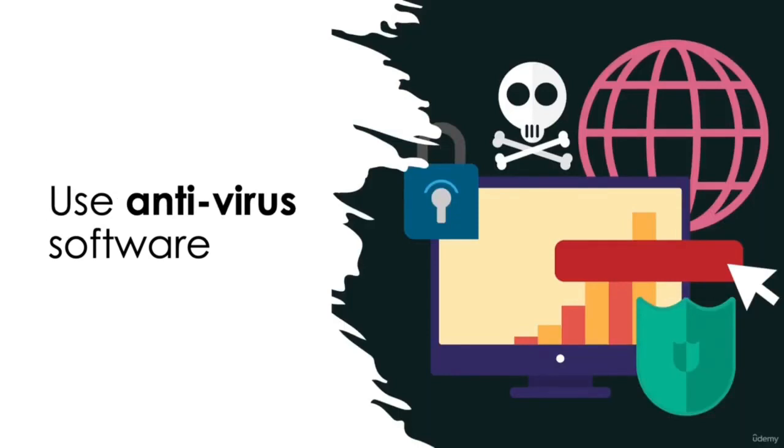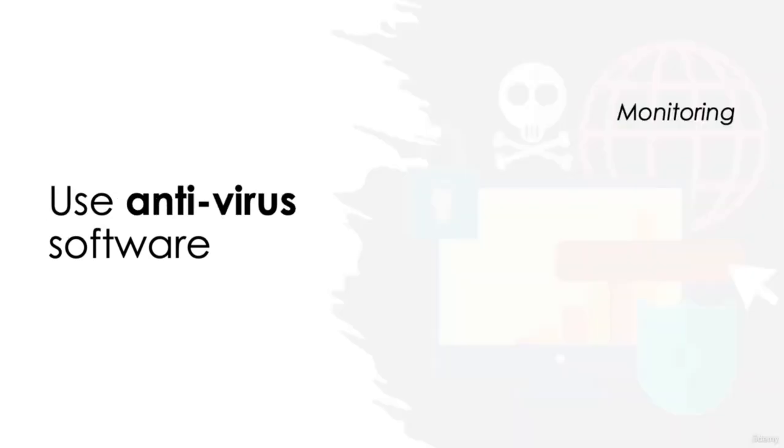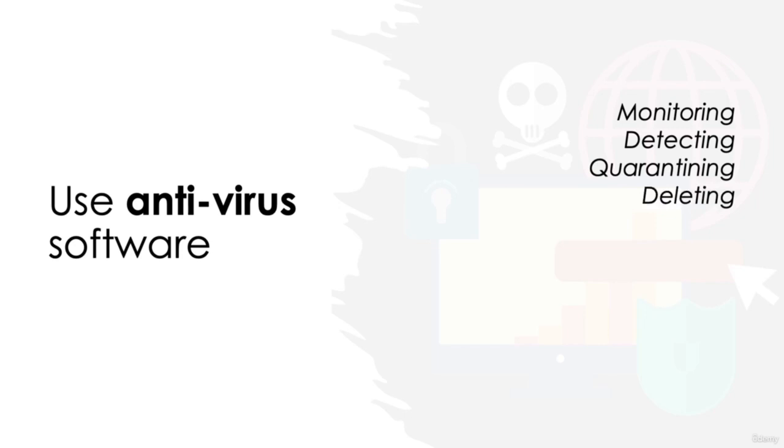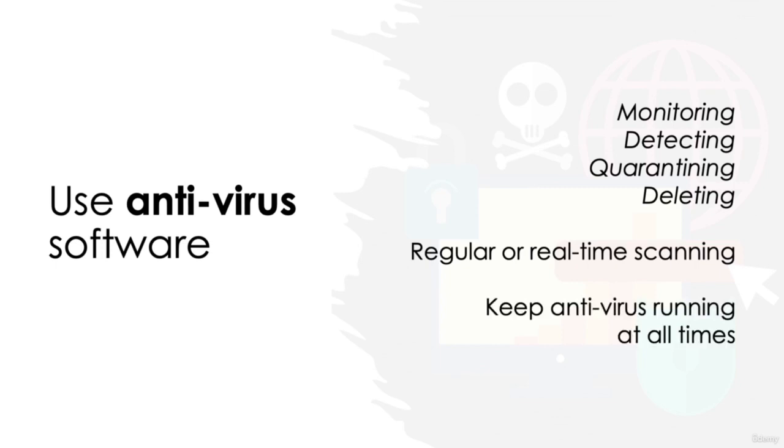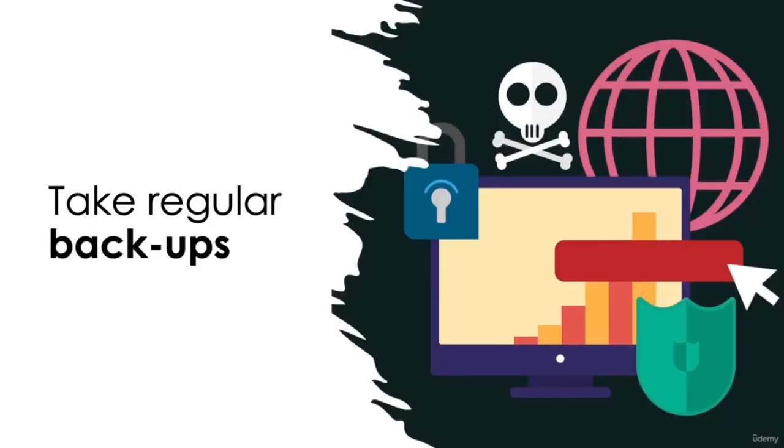Use antivirus software. Antivirus software works by monitoring, detecting, quarantining, and deleting malicious programs from running and causing damage to your computer or device. Quite often, some of the more modern devices come with built-in antivirus software, such as smartphones and tablet devices. Antivirus software will also perform regular or real-time scans to check for any threats. It's important to ensure your antivirus is always running so that it can check files and downloads routinely and avoid potential risks.